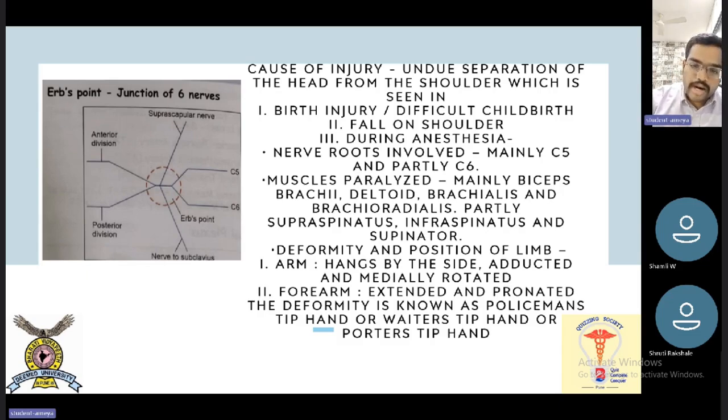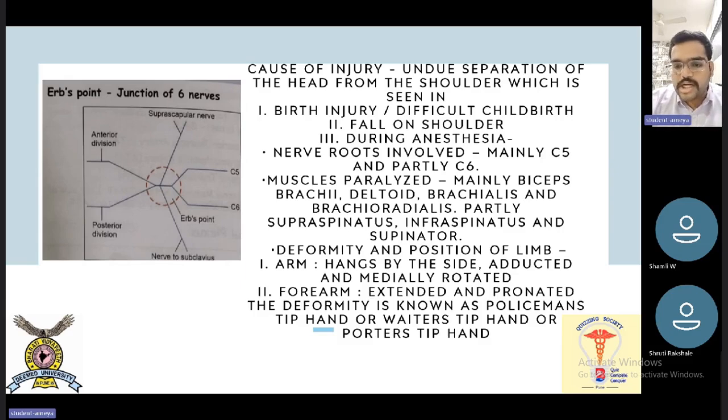So all the cardinal stages of labor: engagement, descent, flexion, internal rotation, crowning, extension, restitution, delivery by extension, and last is delivery of limbs by lateral flexion. So the thing is that it is seen in birth injury, that is difficult childbirth, or there is fall on the shoulder. The fall on the shoulder can be either anteriorly or posteriorly. Then during anesthesia. Which are the nerve roots which are involved?